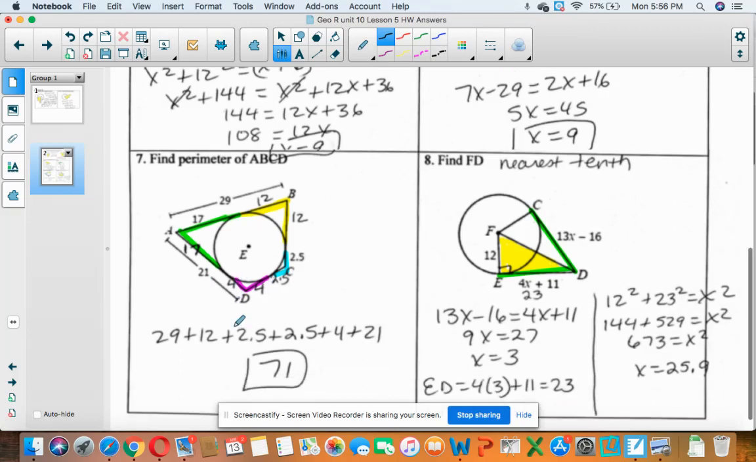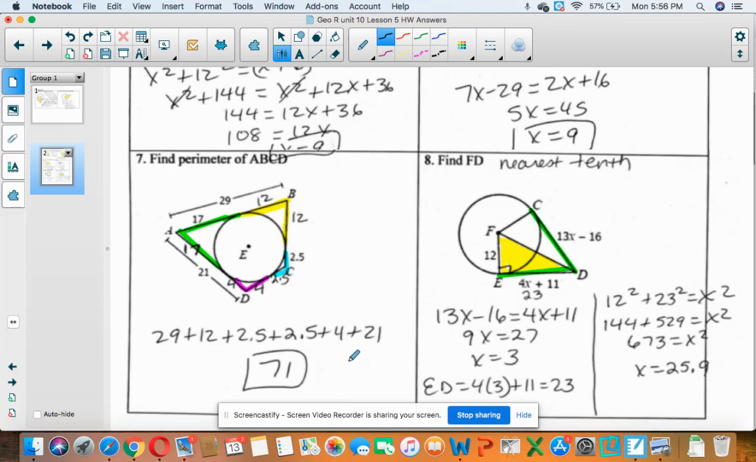So to find the perimeter of ABCD, I'm adding up all the sides. So this whole side is 29. This is 12 plus 2.5 plus 2.5 plus 4, and then this whole side is 21. And all of those sides together are 71.